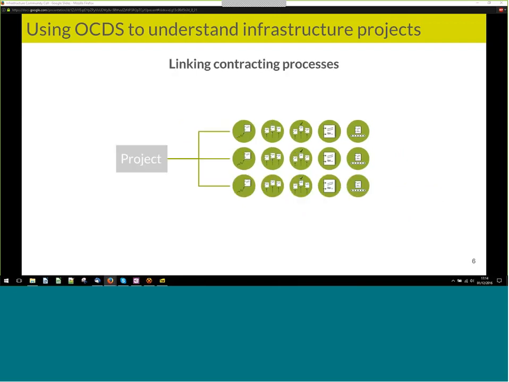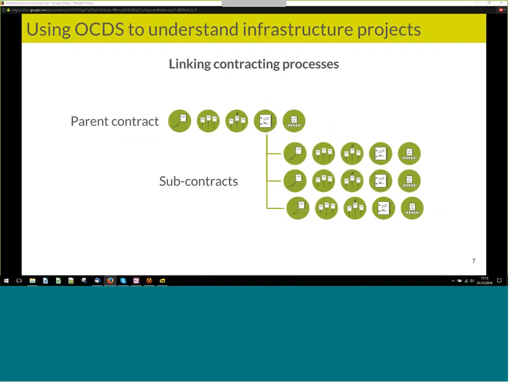There's a couple of ways that we can do that. In the current version of the standard, version 1, we can link contracting processes to a project. So in OCDS, there is a project field in the planning stage which can be used to link that contracting process to a project. And that field is really intended to link the contracting process in OCDS with other publicly available information on the project. What OCDS doesn't provide in its current version is an overarching project to report against.